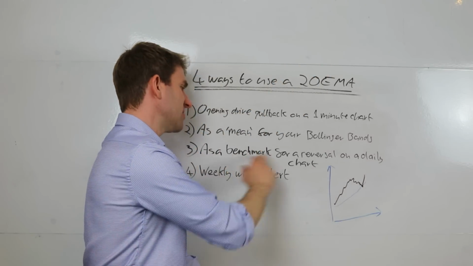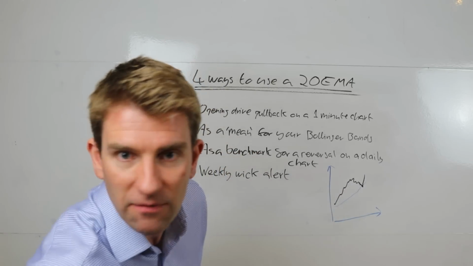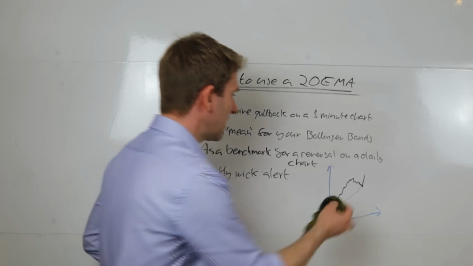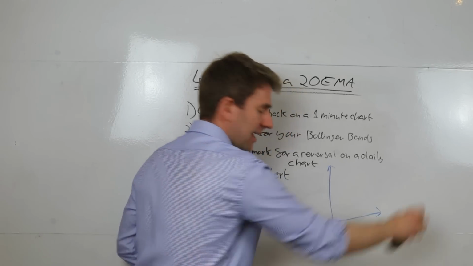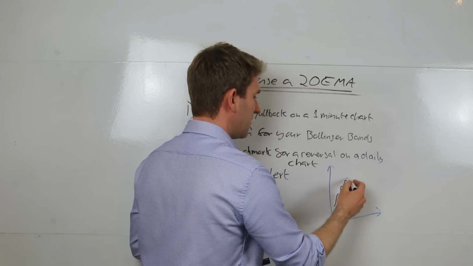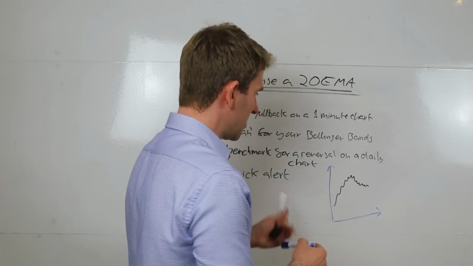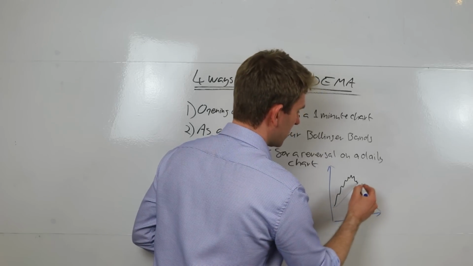Number 3, as a benchmark for reversal on a daily chart. What do I mean by this? I'm going to have to draw this one up for you guys. Let me get my cleanest cloth in the world, and we'll draw this. So what I mean is this. If you're on a daily chart and you've chugged up and you're coming back and you're doing this, the 20 period is most likely to have done this, okay?